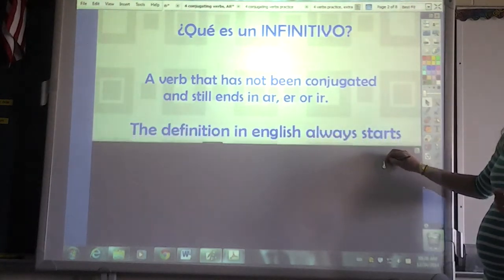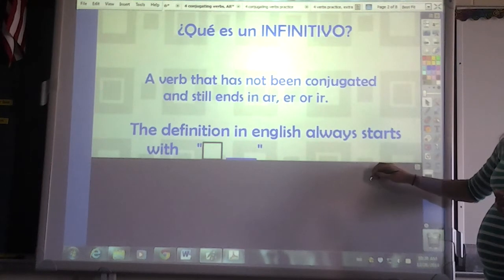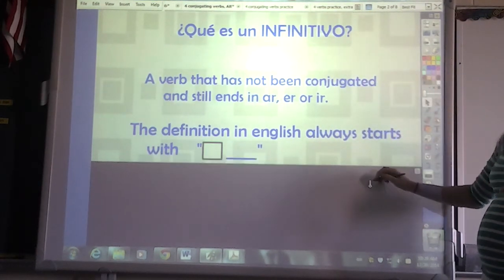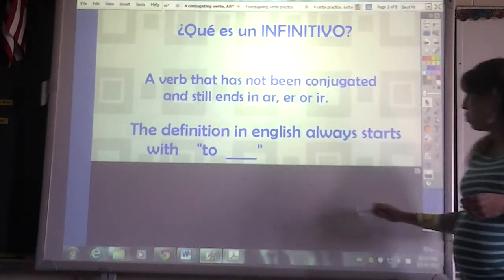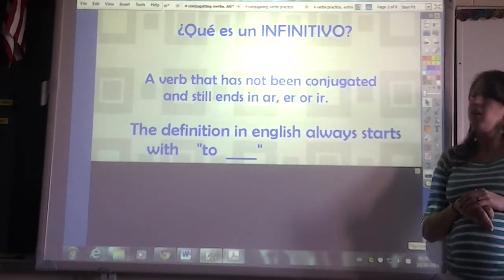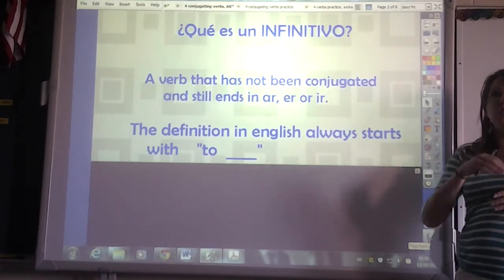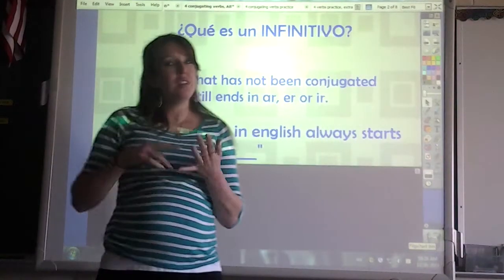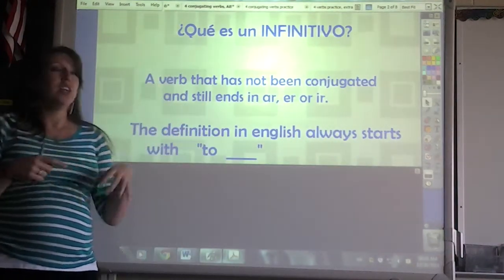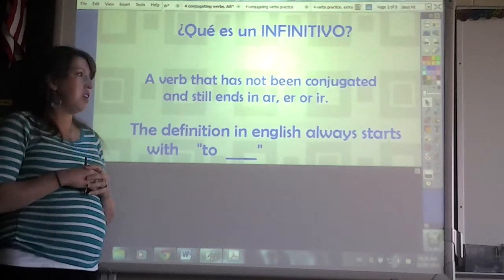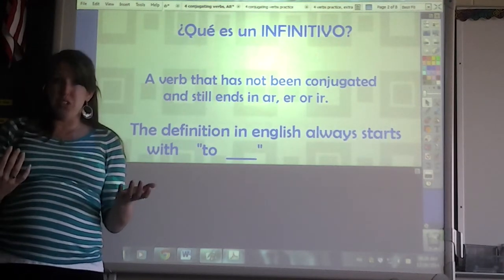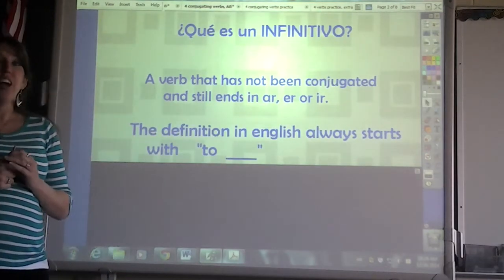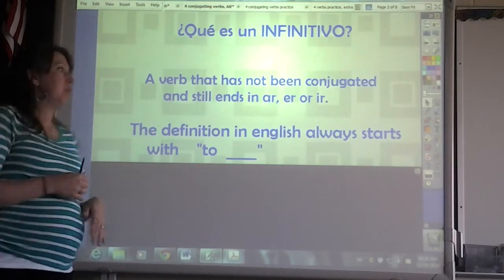All right. The definition in English of an infinitive always starts with to something. So in English, an infinitive is to run, to paint, to draw, to be, to need, to organize. It's always to do something. That's an infinitive. It's the same in Spanish, although it looks a little different. It'll end in AR, ER, or IR, and that means to do something.